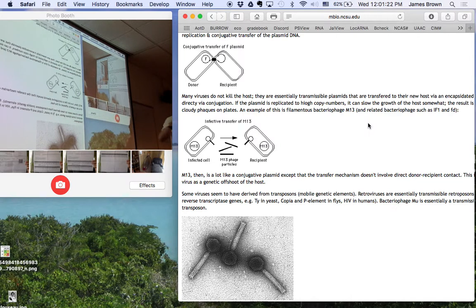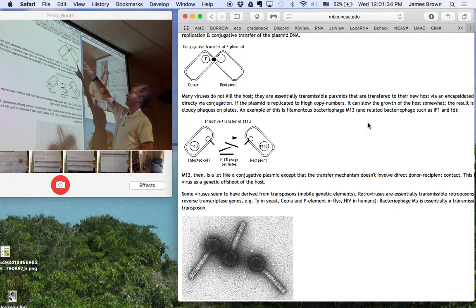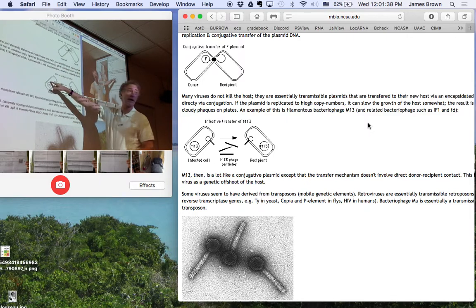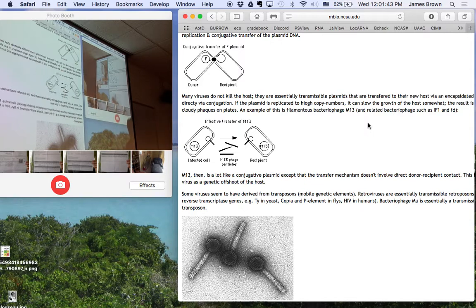What if, though, instead of requiring direct contact to transfer that DNA, you develop a protein that coats the DNA and allows the plasmid, a conjugated plasmid, to be secreted from the cell into the environment and then taken up by the recipient strain without the need for direct contact? There are lots of viruses like this. FD, M13, how many of you have heard of these organisms before? M13 is a common lab thing that people use for cloning and so forth.